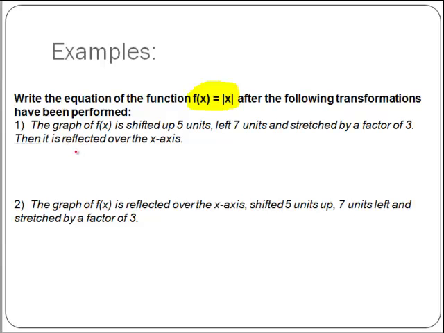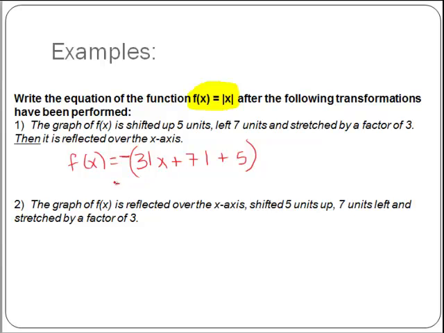So if we start out with our absolute value function, and we shift it up 5, that means plus 5 on the outside. Left 7 means plus 7 on the inside. Stretched by a factor of 3 means we put 3 here. But then after all that is done, it is reflected over the x-axis.